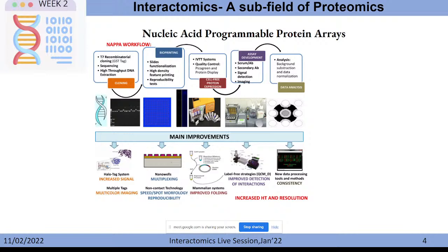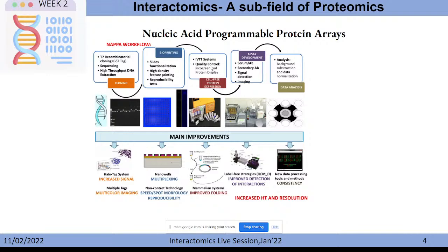Then you need high density, and you need reproducible printing, so that equal amounts of DNA are printed on your slides, and whenever the expression comes, it is because of the presence or absence of that particular protein, not because of the printing of the DNA, which results in a high or low amount of protein expression. So you need a robust QC, quality control check, in place.